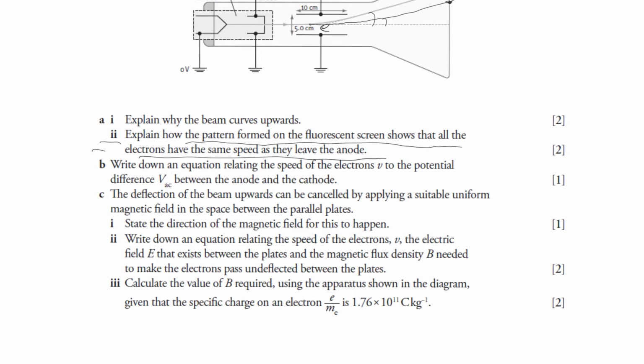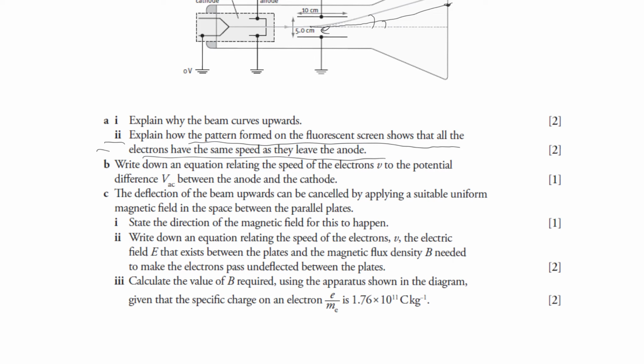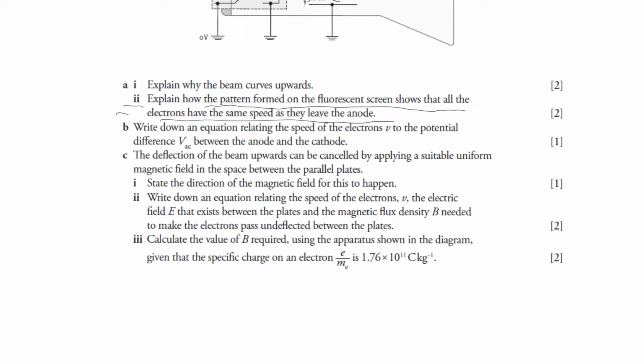Let's go to B. Write down the equation relating the speed v. So here the potential difference is doing work on the electron, so the electron moves. Work is done on the electron, QV, and work is simply the kinetic energy. That is mv squared over 2 equals Q times V. That is the relationship. The V is already found.